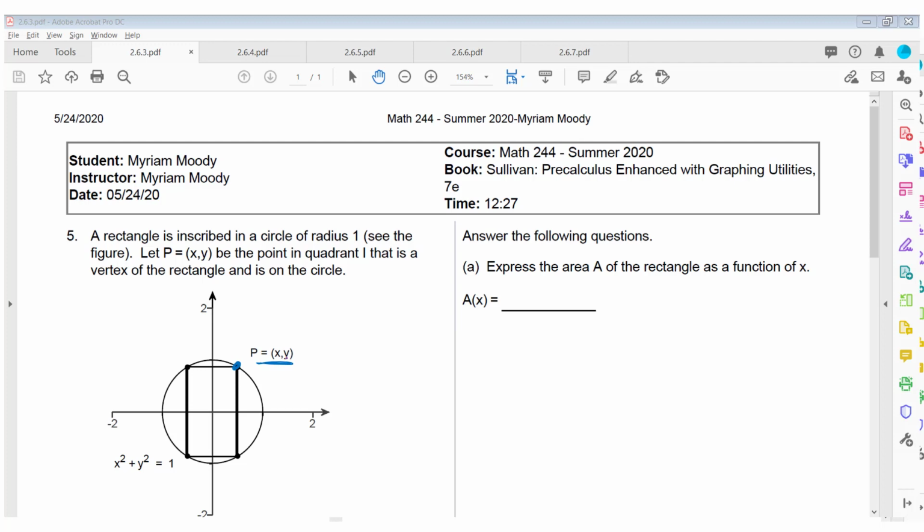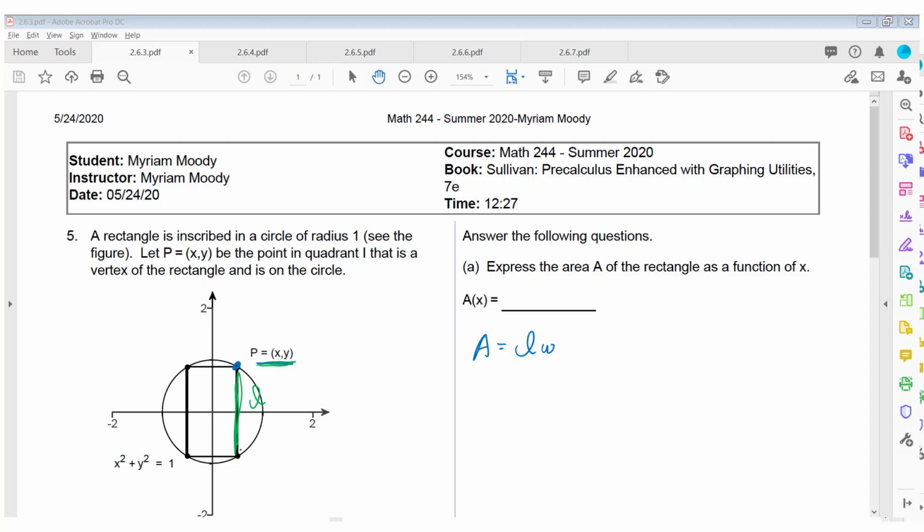Part A asks us to express the area of the rectangle. So, help me out. How do you find the area of a rectangle? Yeah, that's length times width, isn't it? Again, I don't see the length and I don't see the width. So we're going to have to come up with the literal length and the literal width. I'm going to say this side is the length.